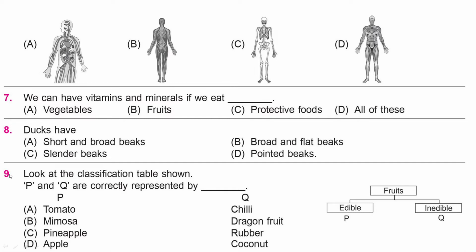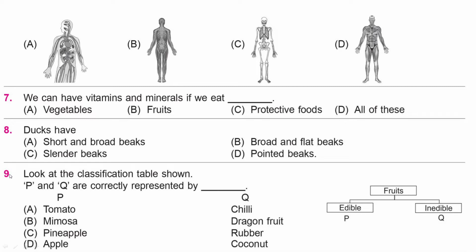Now come to the next question. Question number 8. Ducks have short and broad beak, option B broad and flat beak, option C slender beak, option D pointed beak. If you notice how the beak of a duck looks, you will know the correct option. The correct option will be option number B, broad and flat beak.